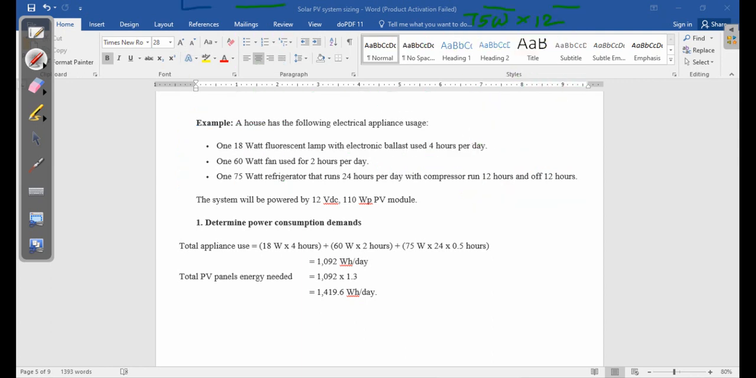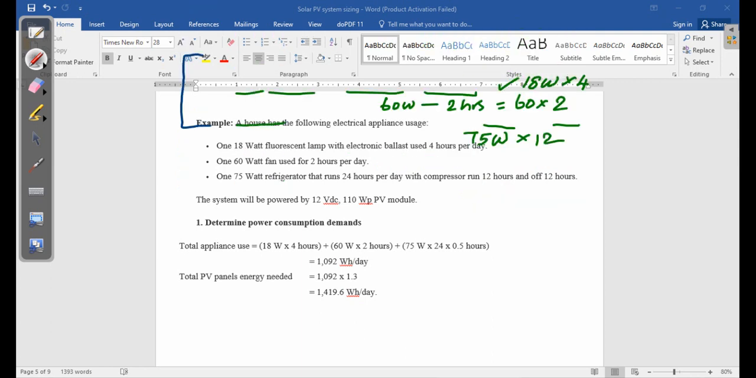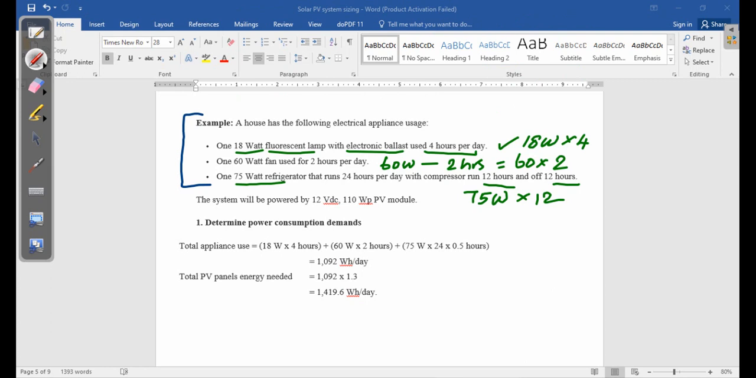Here you can see again, the PV panel we are going to consider for the design is a 12-volt DC, 110 watt panel for the PV module. So what is step one? Step one deals with determining the power consumption demands. So, step one: determining the power consumption demands.